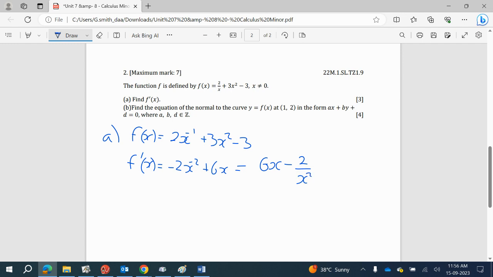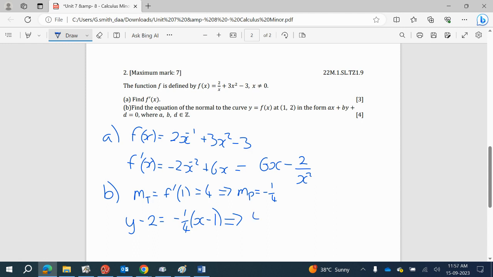That's the first one. Find the equation of the normal to the curve f of x at 1, 2. Right. So first off, I need to find the slope of the tangent, which is going to be f dash of 1. I put 1 in here, I get 6 minus 2, so 4, which implies that the slope of the perpendicular is minus a quarter. I can put this into point slope form. I've got y minus 2 is equal to minus a quarter, bracket x minus 1. I would multiply through by 4 to begin with, and I get 4y minus 8 is equal to minus x plus 1. Finally, rearranging to the given form, I get x plus 4y minus 9 equals 0, and then I'm done.